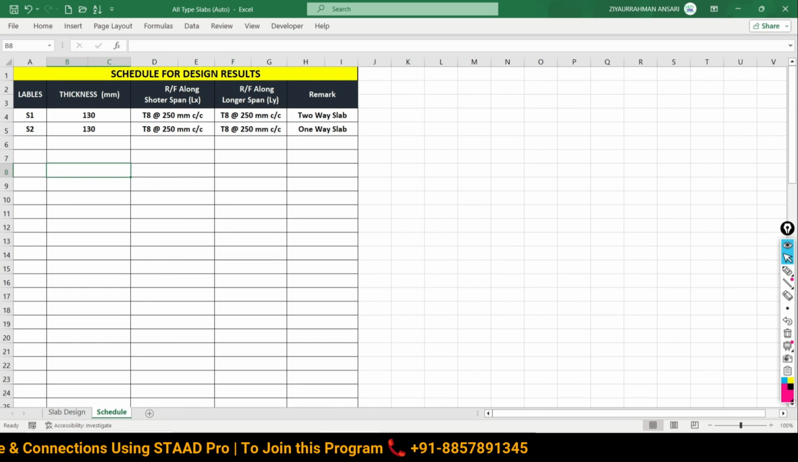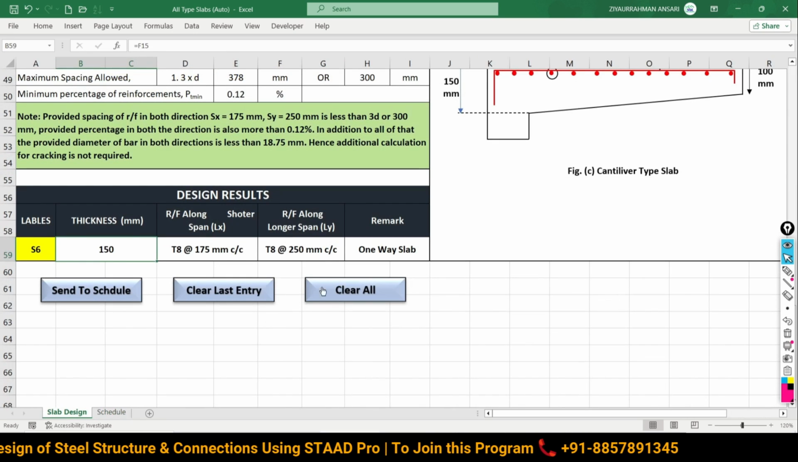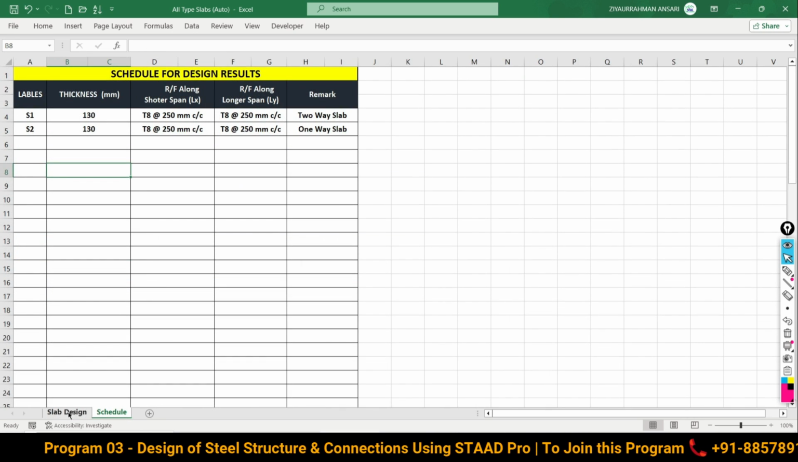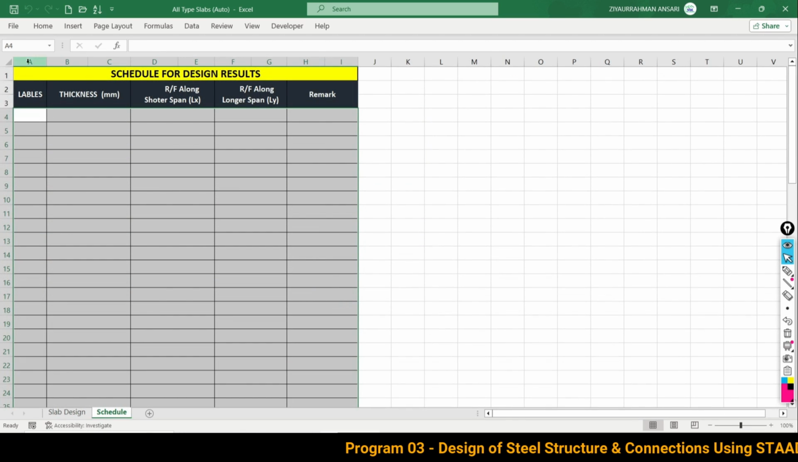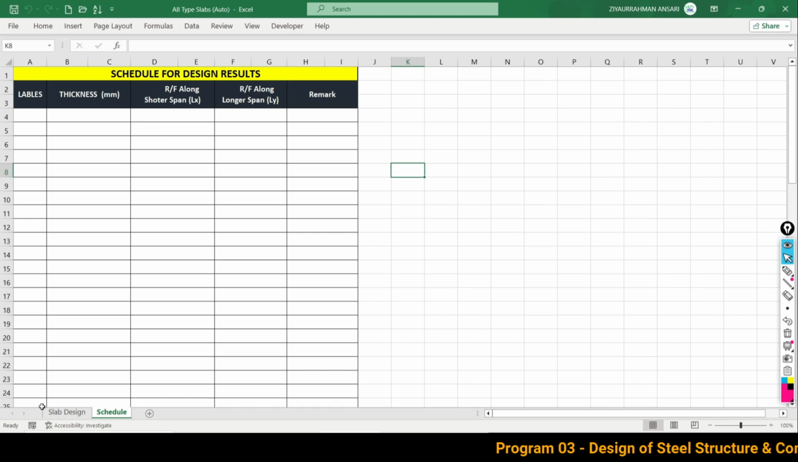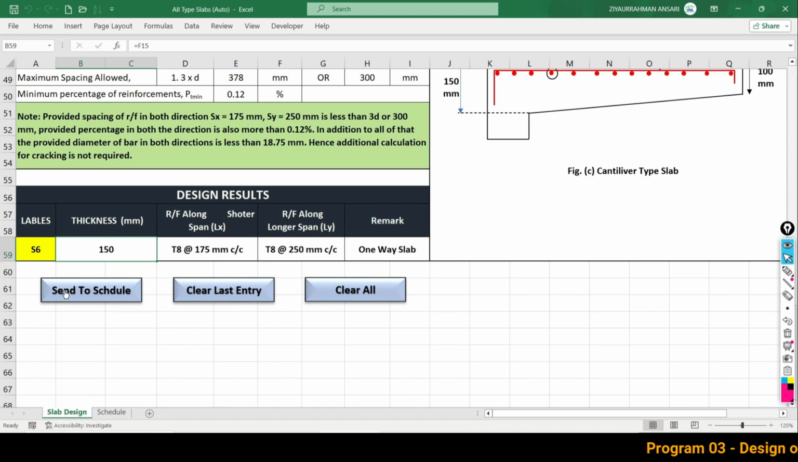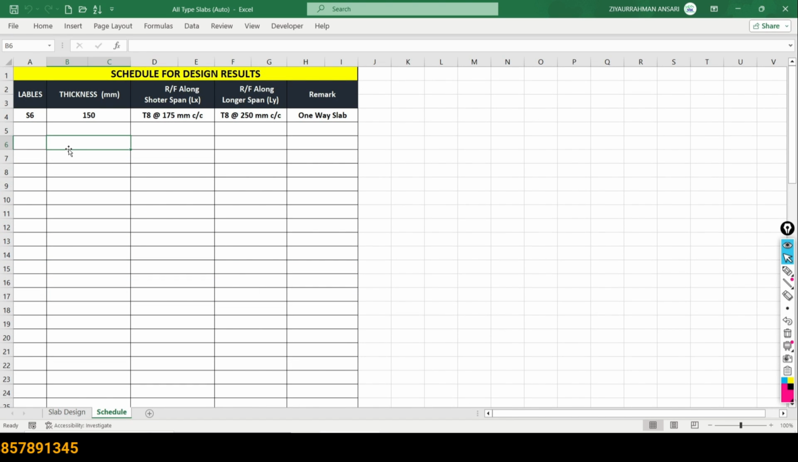Here the schedule sheets are present. If suppose you want to clear all those entries first, you have to say clear all. So all the entries of this schedule are going to be cleared. Now if you click here on send to schedule, all this data will be sent to the final schedule sheet.